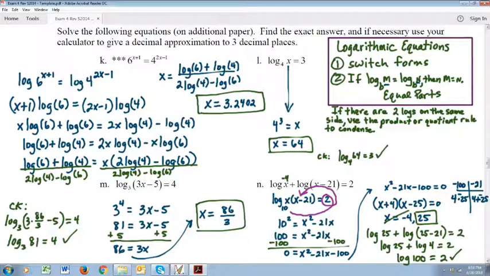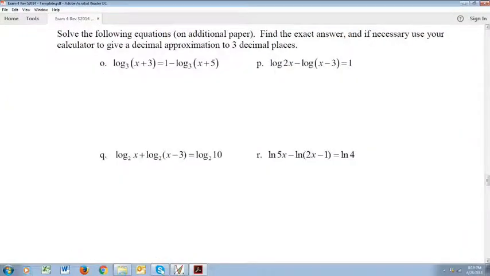So with logarithmic equations, the big thing we've got to watch out for is that we don't take the log of a negative. If we find ourselves taking the log of a negative, we're going to have to throw that answer out. But again, we should always check our answers to make sure that they work. Let's go ahead and move on to the next problem.